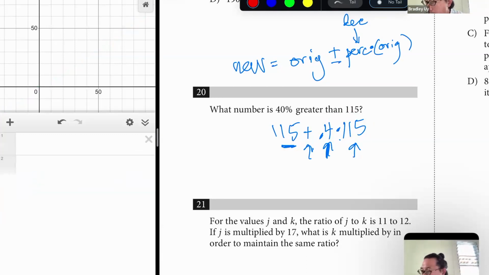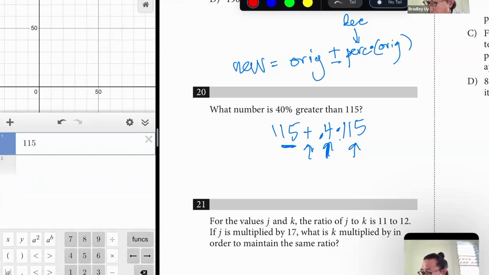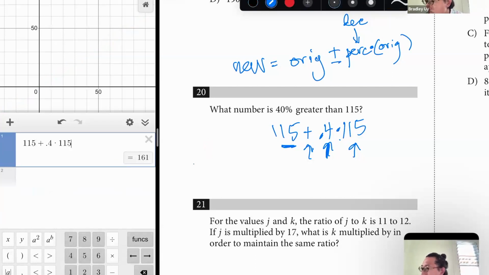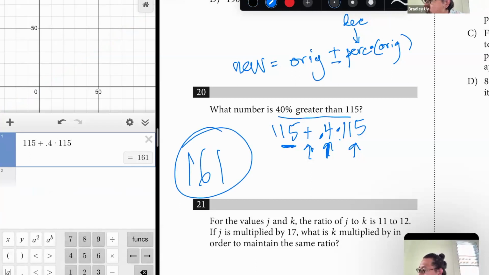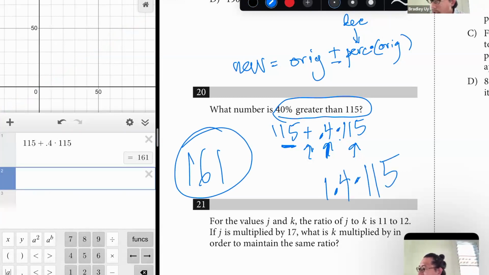So on my calculator, I would do 115 plus 0.4 times 115, which gives us 161, which is the right answer. Another way to get that, if you want 40% greater than 115, is to take 1.4 times 115. Because you want to increase it over 115, you multiply it by a number greater than 1. In this case, it's 1.4, not 1.14. So you take 1.4 times 115, and you also get the number 161.